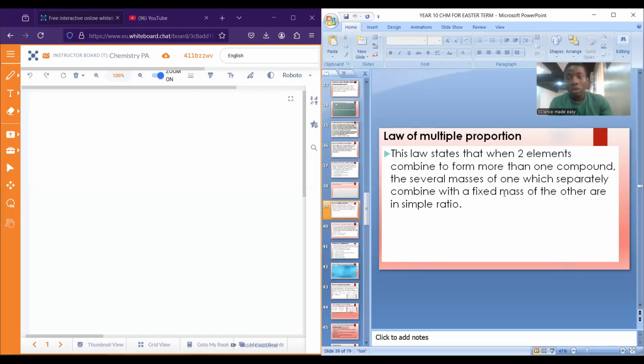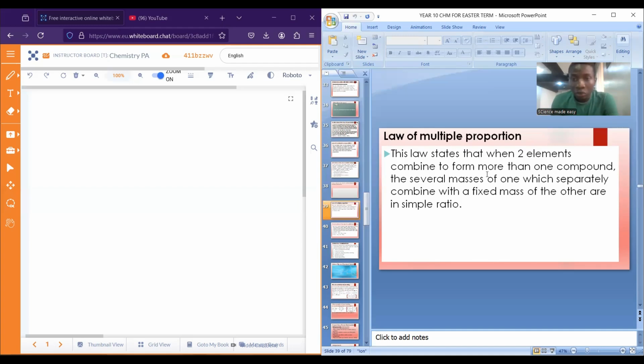So we also have another one, which is the law of multiple proportion. This law of multiple proportion is telling us that if element A and B combine together, they form more than one chemical compound, and the several masses of one of them combine separately with a fixed mass of the other in a simple ratio.